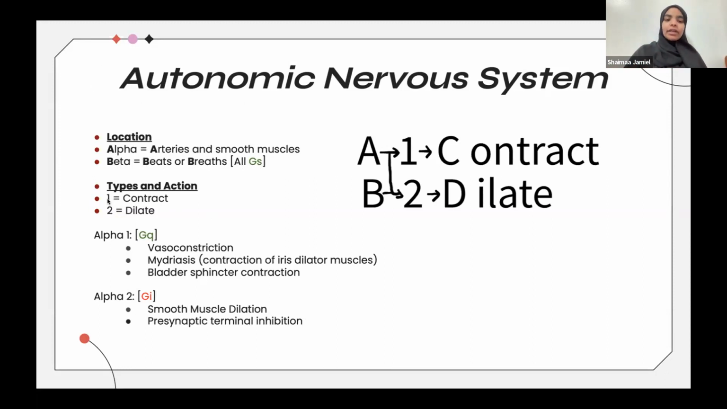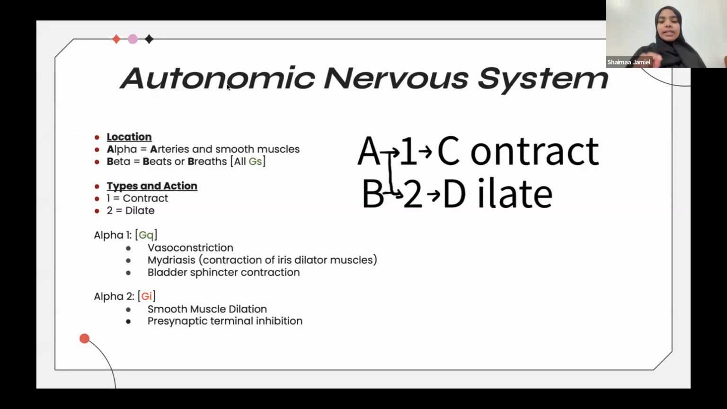So if the number is 1, it's going to contract. If the number is 2, it's going to dilate. If you apply it here, alpha 1 is going to cause vasoconstriction. It's present in the arteries and it's going to contract. It's number 1, okay? Alpha 2 is going to dilate, okay?